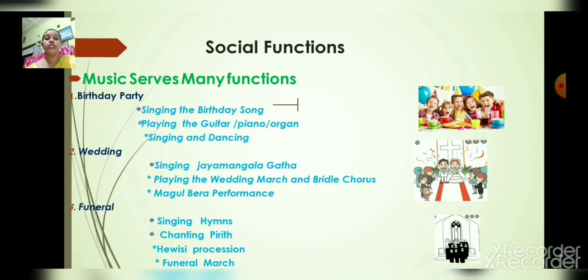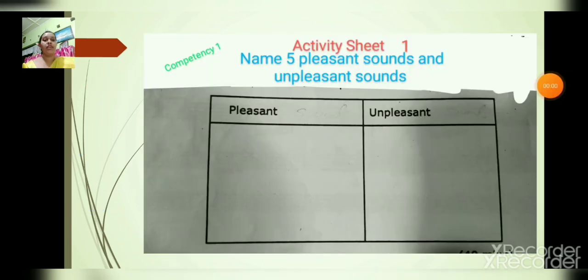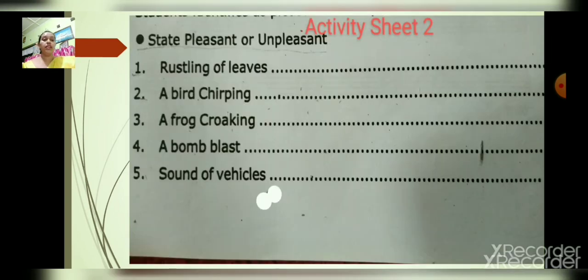So now I'm going to give you some activities. Hope you can do these activities. Let's see what the activities are. Activity 1. Name 5 pleasant sounds and unpleasant sounds. I think you can do this one. Fill the given chart. Then activity 2. State pleasant or unpleasant. There are 5 sounds. So you have to write whether the given sound is pleasant or unpleasant.